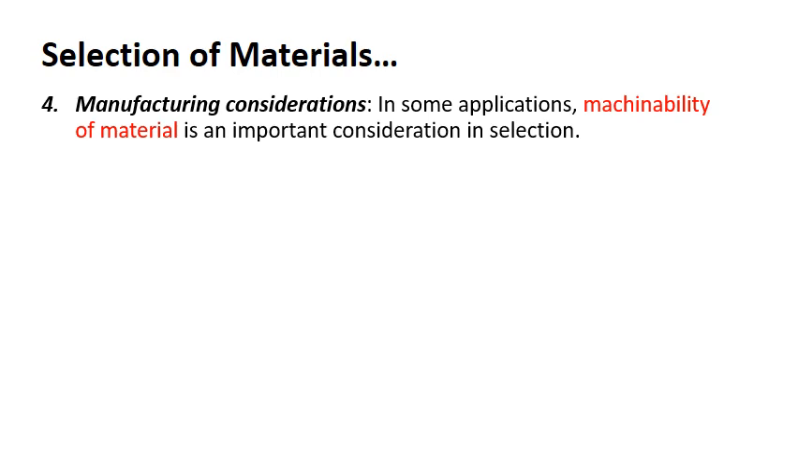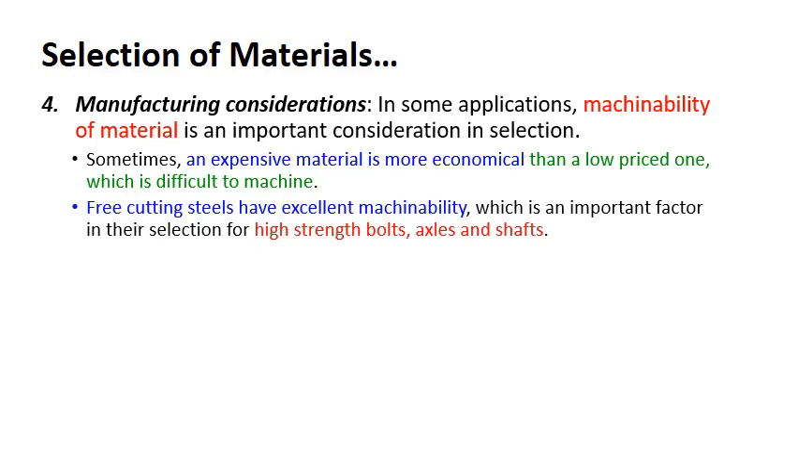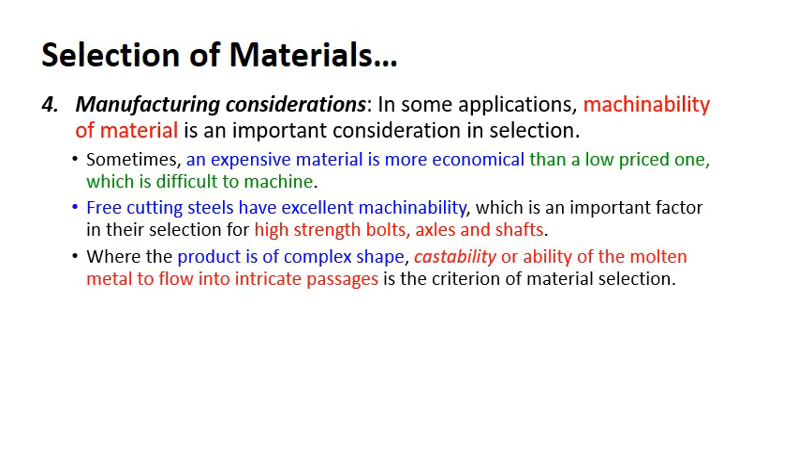So can I machine it easily? Can I cast it easily? That is what you must also look into. See, sometimes an expensive material could be more economical than the low priced one, because the low priced one could be difficult to machine. Free cutting steels. This is one example of a material where it has excellent machinability. That is why they are used in high strength bolts, axles, and shafts.